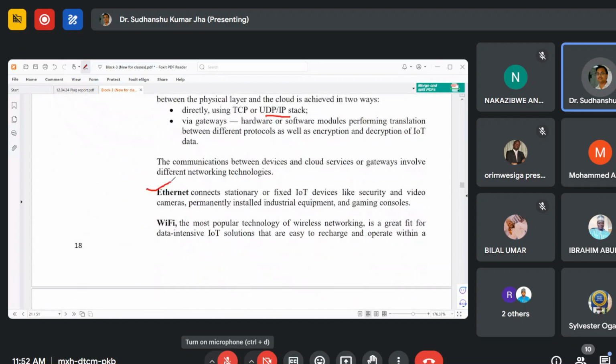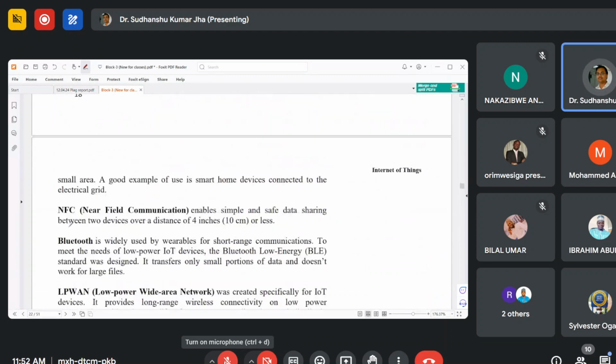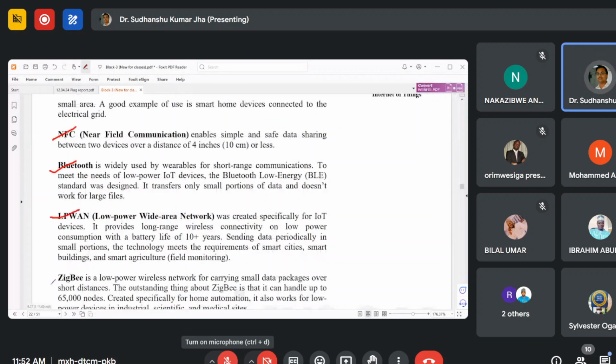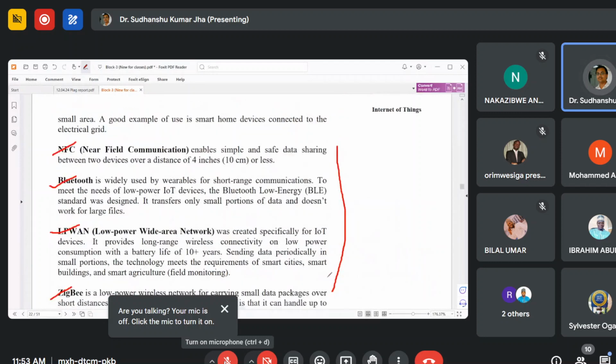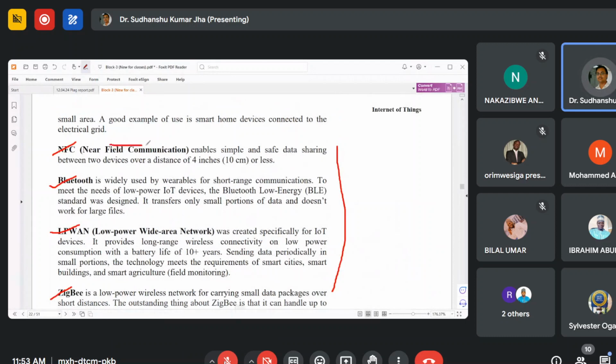Similarly, there are Ethernet connections, Wi-Fi, and NFC, near field communication. Other protocols include Bluetooth, LoRaWAN, LPWAN, Zigbee, etc. Every connecting technology has its own advantages and disadvantages, and some limitations. For example, near field communication enables simple and safe data sharing between two devices over a distance of 4 inches or 10 centimeters. This NFC basically enables two devices to communicate with each other. However, the distance restriction is up to 4 inches only.